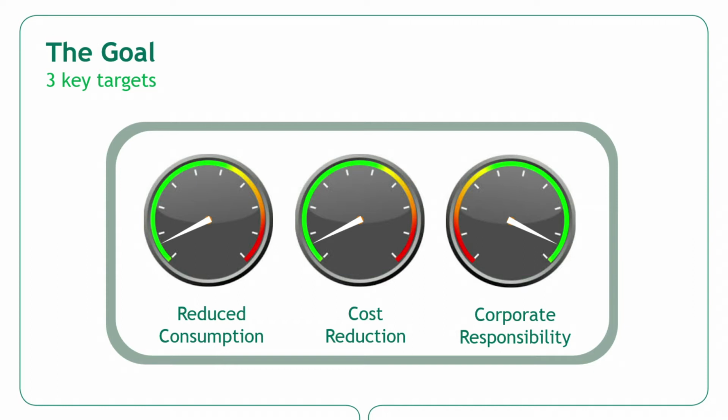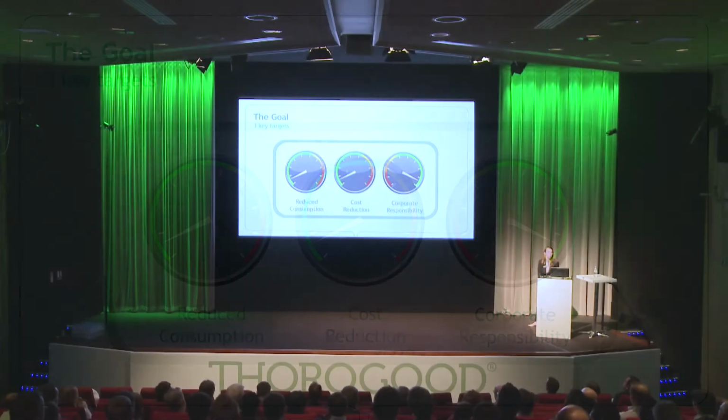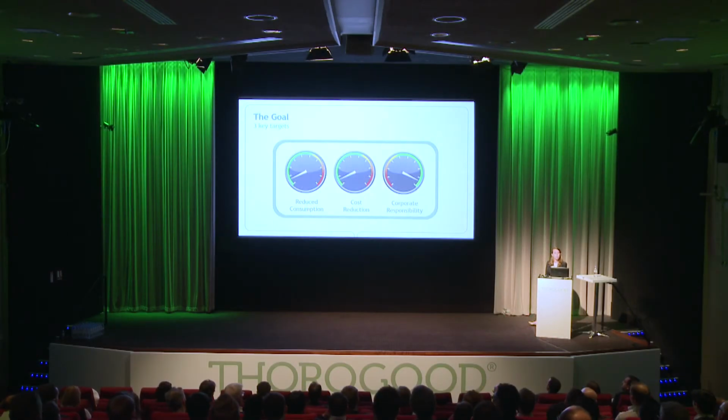So their goal, they had three main targets that we were looking at. The first one, which I mentioned, was to reduce energy consumption at their production facilities. And this led to a couple of other goals. The first one being cost reduction. That's pretty simple. We know that energy costs money. If you can reduce the energy consumption at your facilities, then you can save some money.